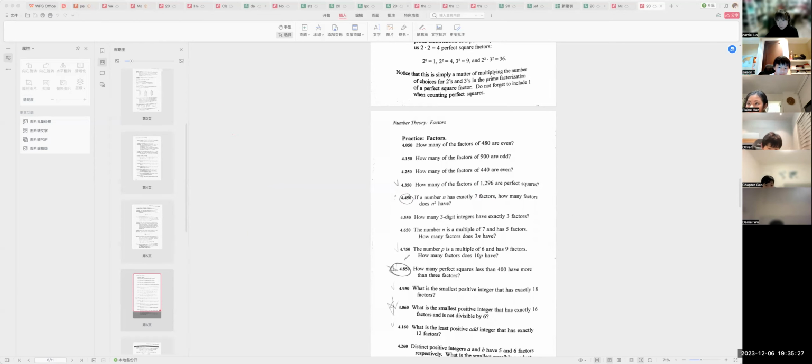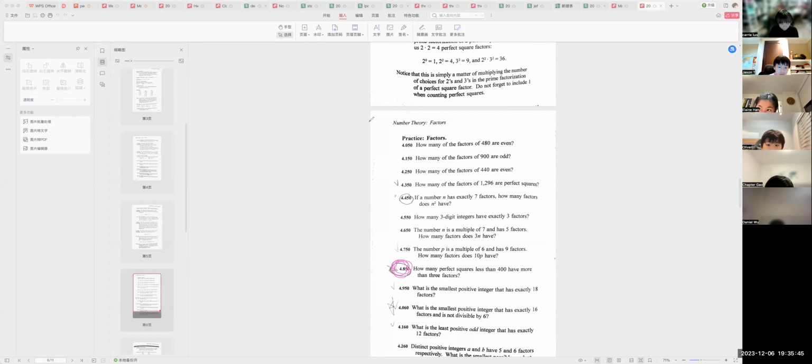Okay, so everybody, let's take a look at this one. So the circled one, 4.850. How many perfect squares less than 400 have more than 3 factors? Okay, something like that. It's getting harder, I know. But I'm going to help you, so don't worry about it, okay?